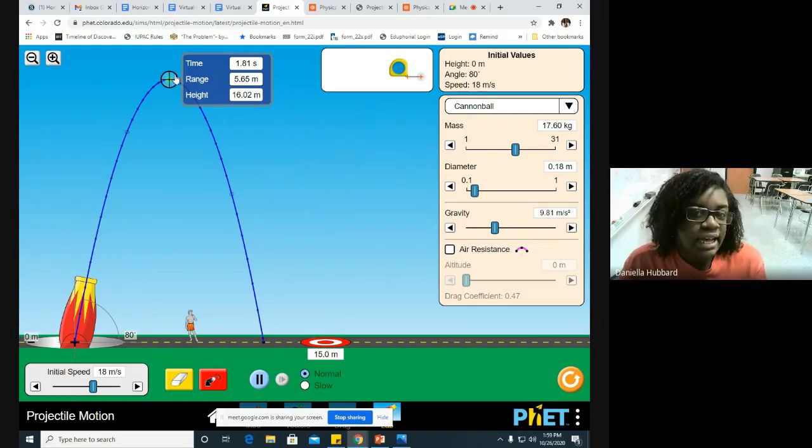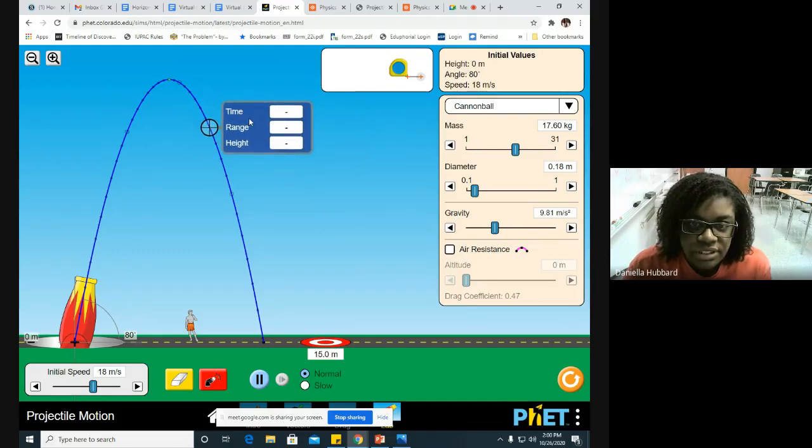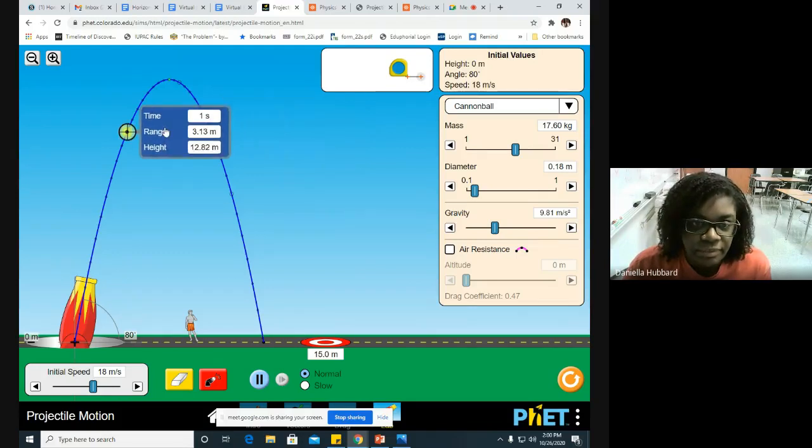You're at the max height of the cannonball's trajectory or its path. So you see the time that it took for the ball to make it to that point. You see how far out it traveled, 5.65 meters. And then you see how high it traveled, and that's the height of 16.02. So that's just showing you the purpose of this tool. And you can drag it to the different points that you see along the trajectory. Okay.